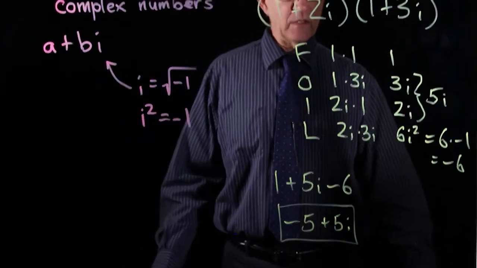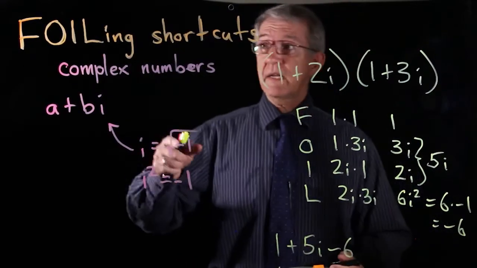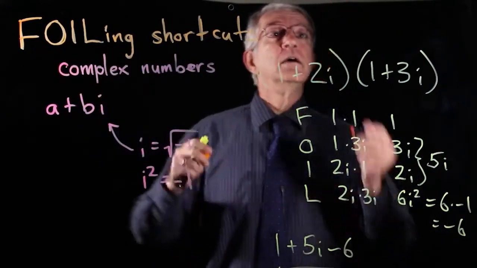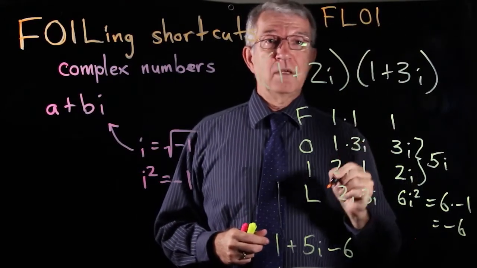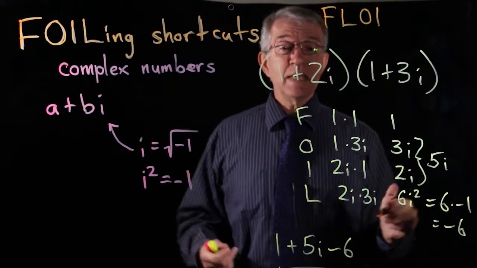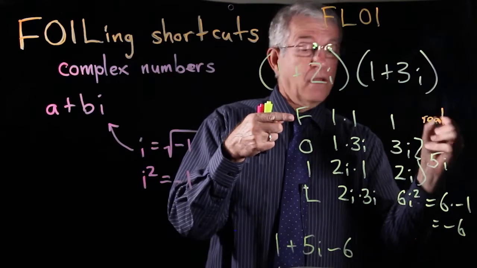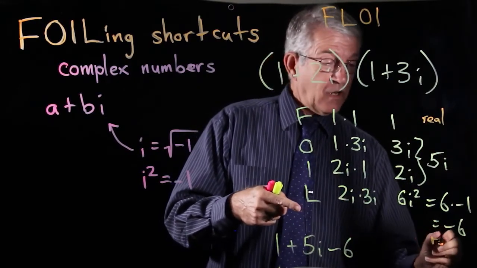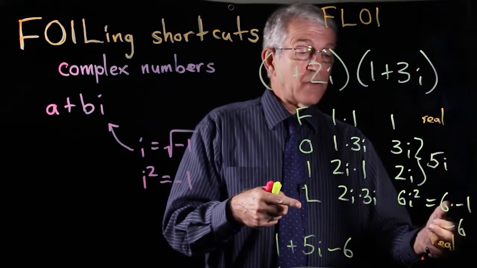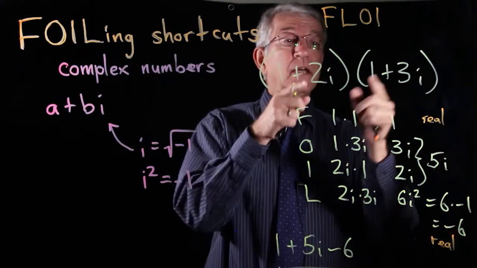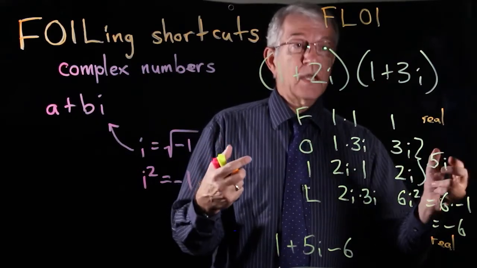I think this takes way too long. Let me show you my shortcut. My shortcut, instead of foiling, I'm going to floy. We don't foil, we floy. And the idea is the first part gives us a real number. The last part gives us a real number. And we need to combine those. So do those together, and then you can write them down together. And then the outside and the inside, they both give imaginary parts, and we can combine those.